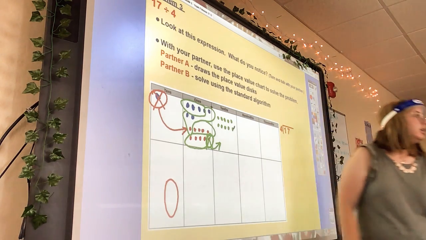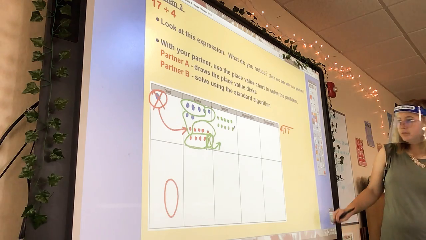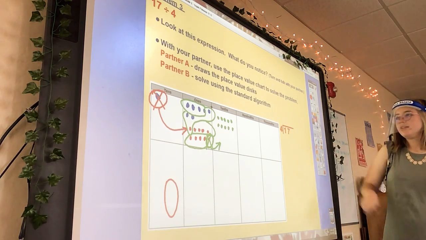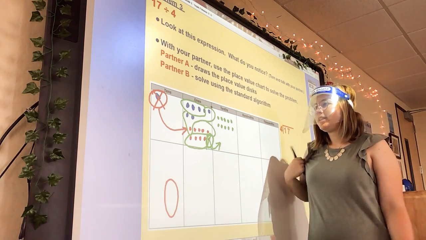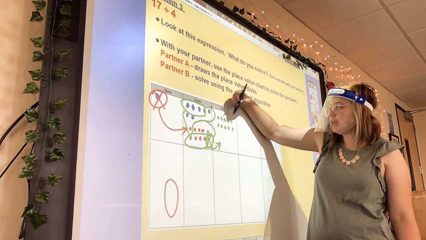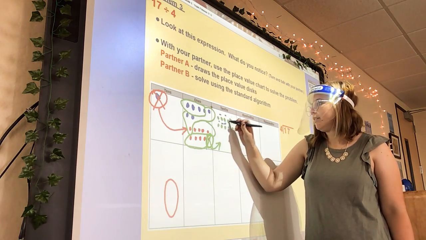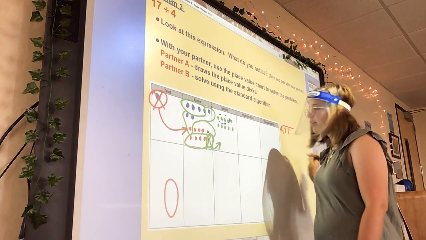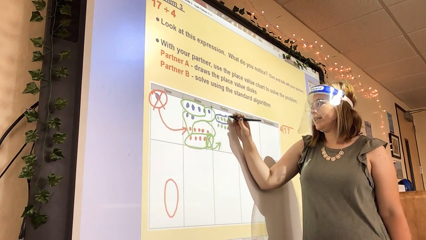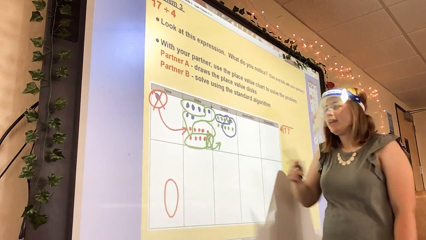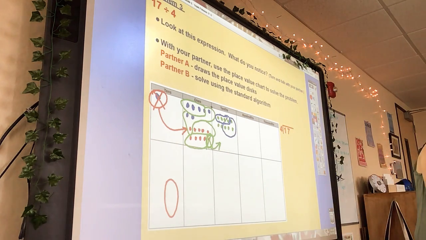Okay? Everyone with me so far? Okay. So then from there, I continue to make groups of 4. So 1, 2, 3, 4. Circle it. Okay. 1, 2, 3, 4. 1, 2, 3, 4. Okay. I have 1, 2 left over. Do I have enough to make a group of 4? No. Charlie, what do I do?